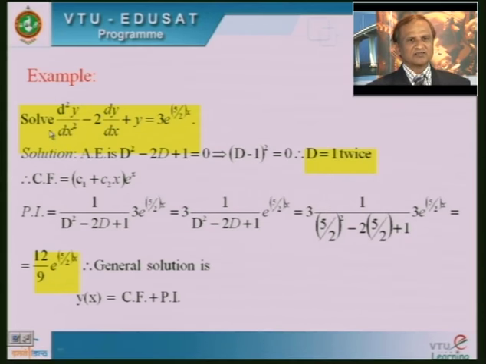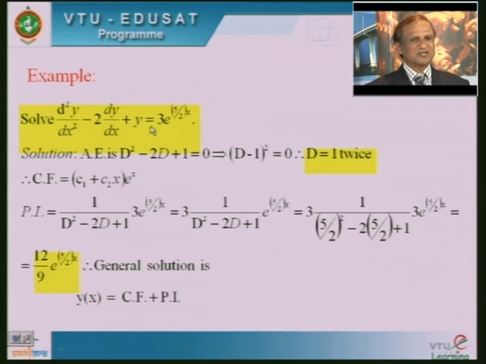Here it is given that d square y upon dx square minus 2 times dy by dx plus y is equal to 3 times e to the power 5 by 2 x. So this is the given example. You observe the right hand side member is not equal to 0. So far, whatever we have solved, all the equations contained 0, which is why we called such equations homogeneous equations. Here the right hand side member is not equal to 0, that is why it is a non-homogeneous equation. So now we shall think how we are going to find the solution of this equation.